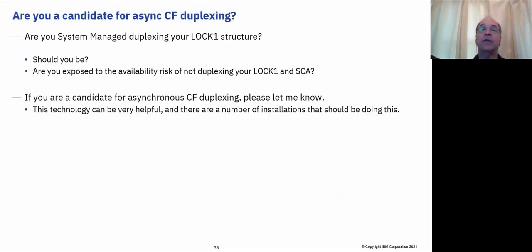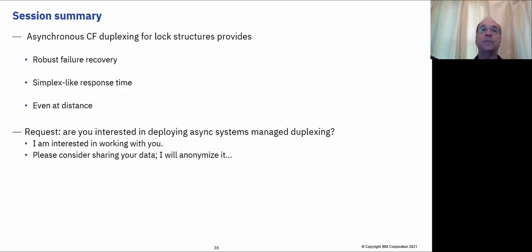Now the question for you: are you running a situation where you should be doing system managed duplexing of your lock structure? If you are, maybe you should consider doing async SMD. If you're not duplexing your lock structure and you're at risk of one of the double failures, maybe you want to look at that. If you are a candidate, let me know. Let's talk about this, because I know personally of a number of customer environments that should be doing async SMD because they're either not protected from the double failure or they're paying the price for synchronous SMD.